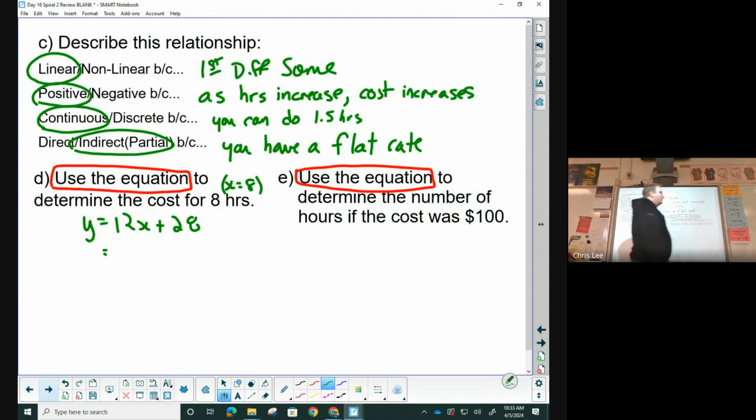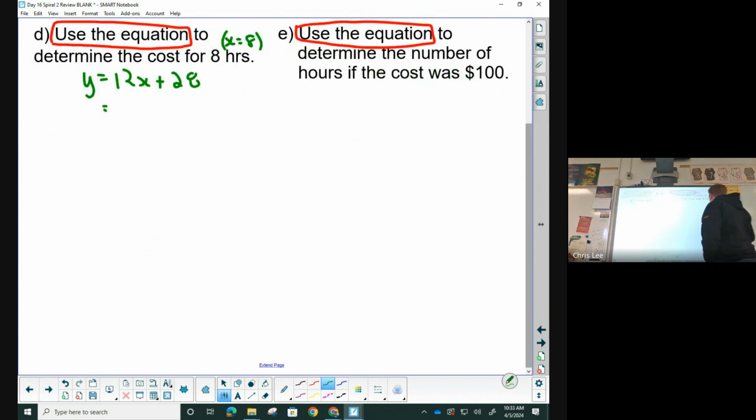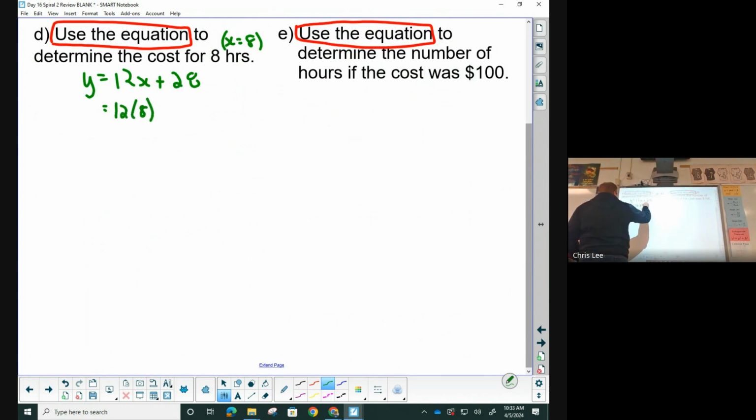So X is 8. That means I substitute the X for 8. So instead of 12 times X, it's now 12 times 8. And look, this is the algebra, the logic you would have done anyways. You would have done 12 times 8 and then just added your thing. It's just written now using the algebra.